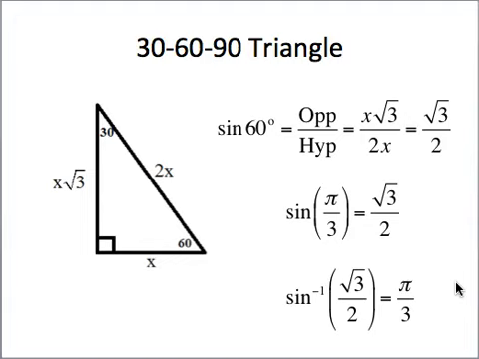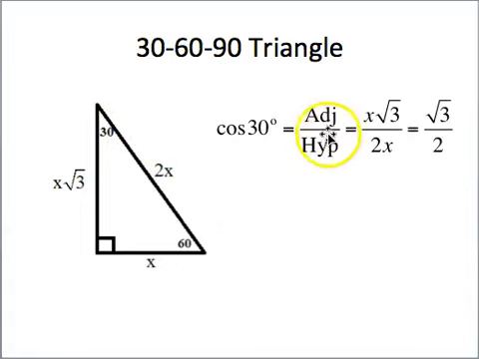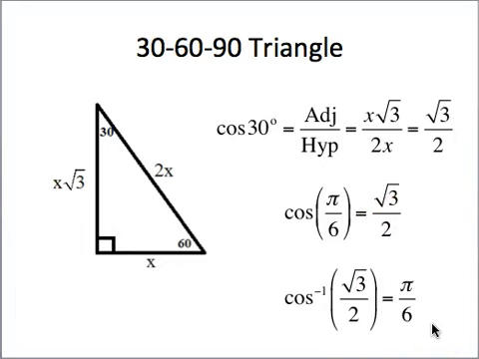Let's take a look at cosine. So if I'm going to look at cosine of 30, cosine is adjacent over hypotenuse. Adjacent to the 30 is x root 3, the hypotenuse is 2x. So again, cosine of 30 degrees is adjacent over hypotenuse, x root 3 over 2x, or root 3 over 2. In radians, 30 degrees is pi over 6. So the cosine of pi over 6 is root 3 over 2. Going backwards, then the inverse cosine or arccosine of root 3 over 2 would have to be pi over 6.